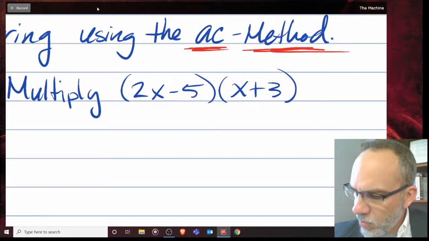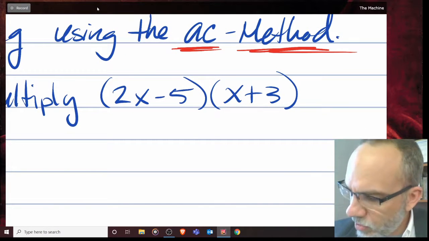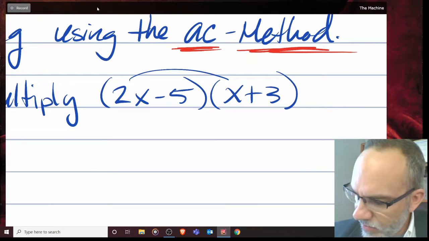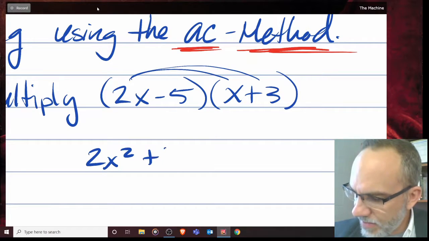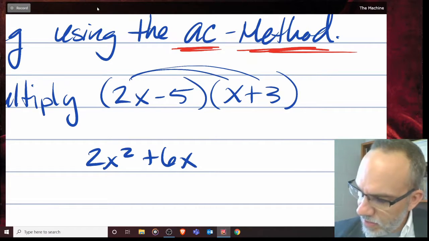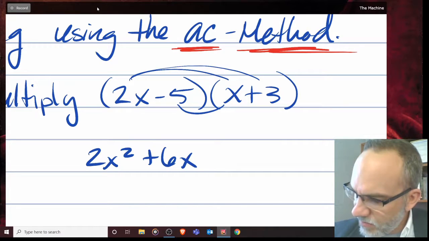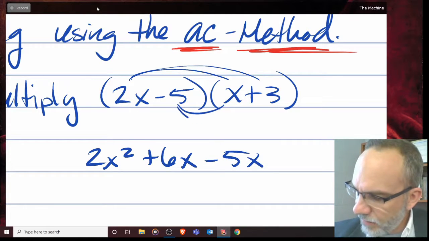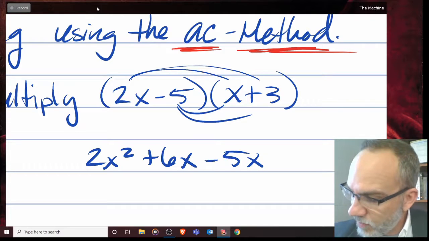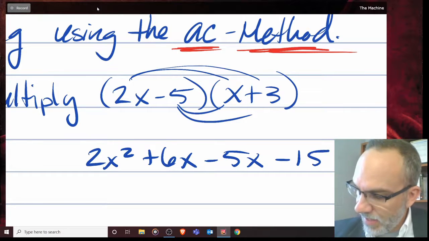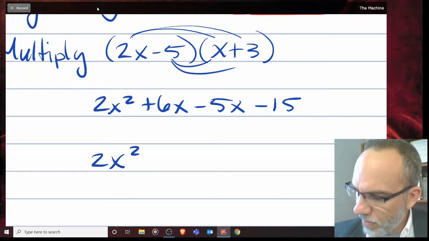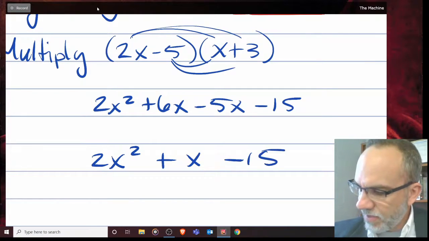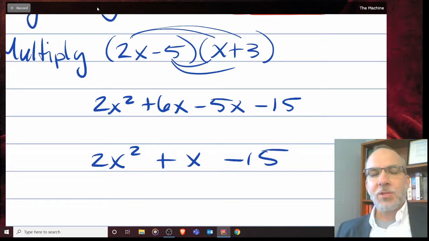So I'm going to be using the distributive property, and so a 2x times an x gives me a 2x squared. 2x times a 3 gives me a plus 6x. Negative 5 times x gives me a negative 5x, and then negative 5 times positive 3 gives me a negative 15. And now if I collect my like terms, I'm going to get a 2x squared plus x minus 15. Is that what you got?